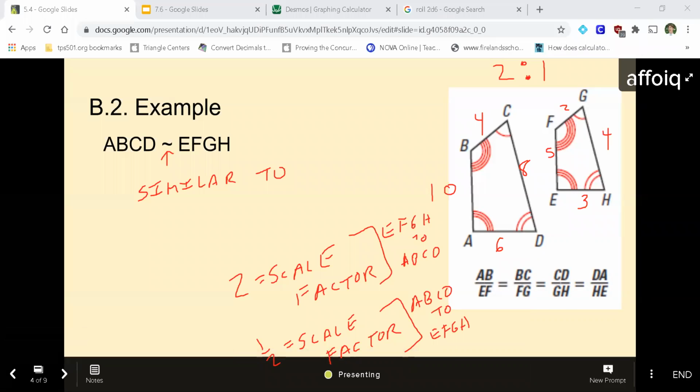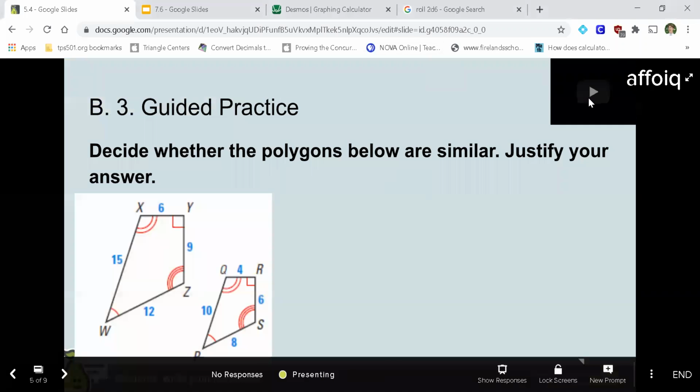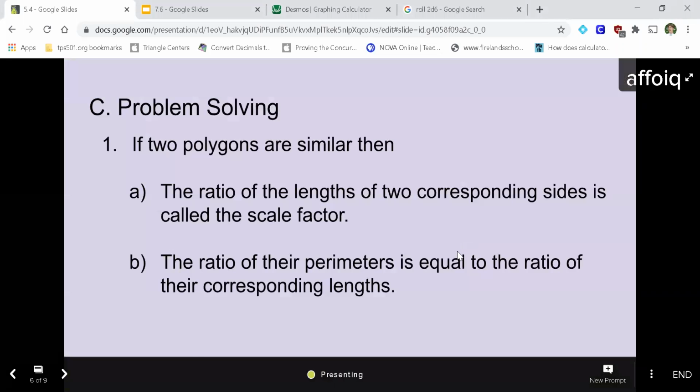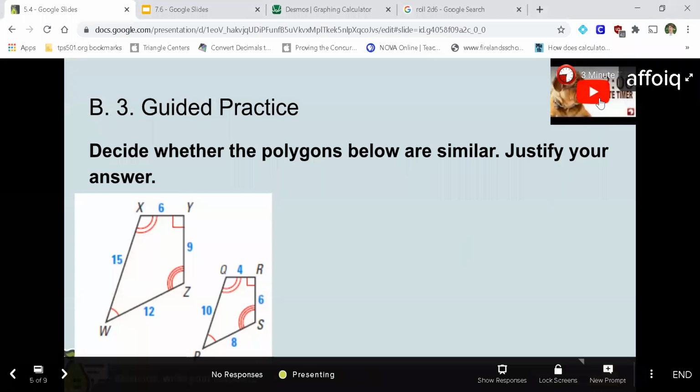Okay, so then let's do an example. Let's have you try one, I believe it's actually what's coming up. For this, tell me, are these two polygons similar to each other? If so, explain why you think they are. And if not, explain why not. I'll give you 3 minutes.